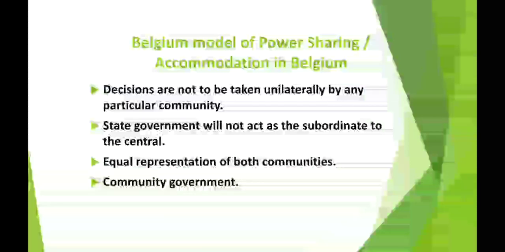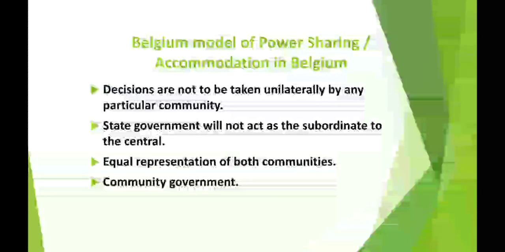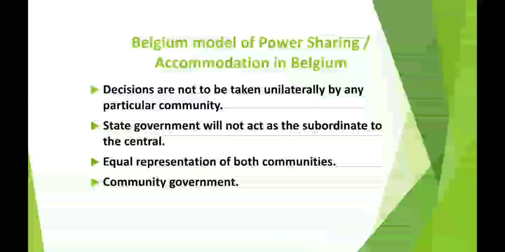And for that, they even created a separate government in the capital called Brussels, which had equal representation of both the communities. Now they created a third kind of government, the community government, elected by the people belonging to one language community, Dutch, French, and German speaking. No matter where they live, this government can decide on cultural, educational, and language related issues.